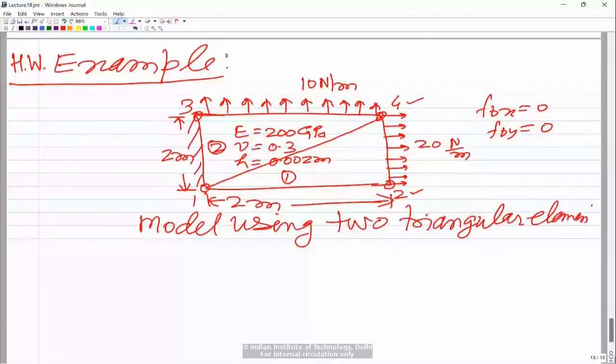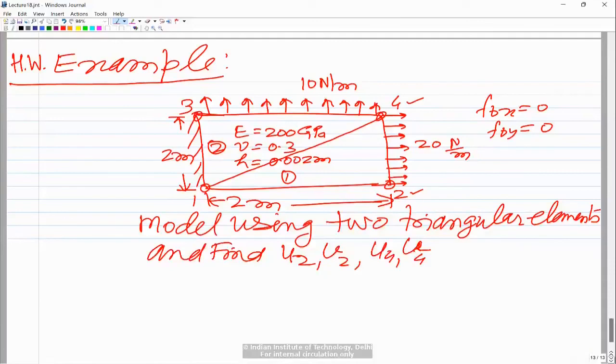Model using two triangular elements, and find u2, v2, u4, v4. Of course, one can also calculate strain at any point, stress at any point within the element, but I'm just giving you this as a homework problem.